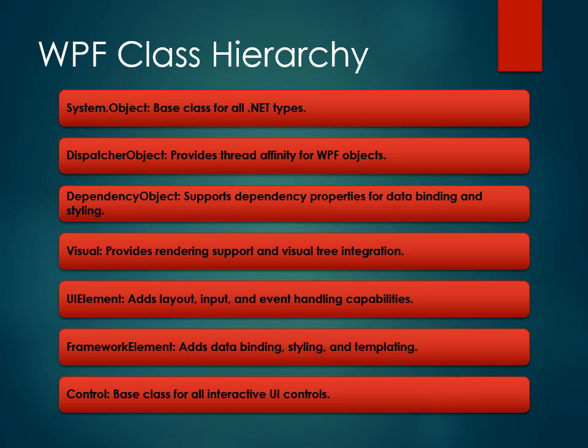Let us look into another important object, DependencyObject. This supports dependency properties for data binding and styling. This is very important in WPF, where 90% of your work will be on data binding. What it means is that dependency properties allow dynamic value resolution, enabling features like data binding, animation, styles and many more.